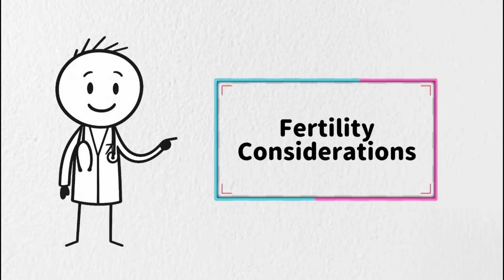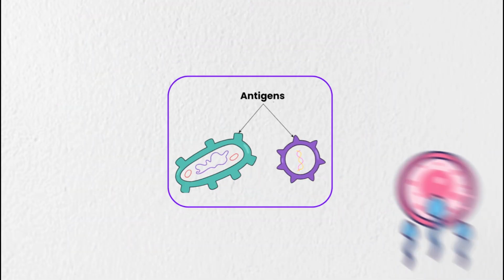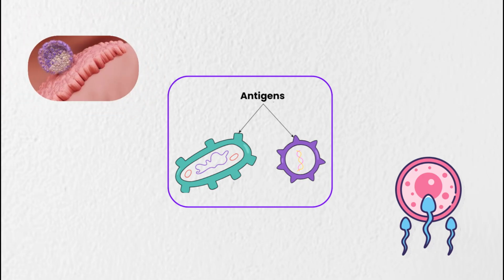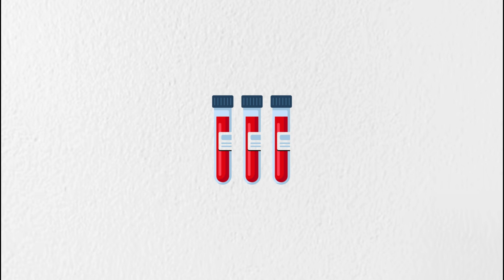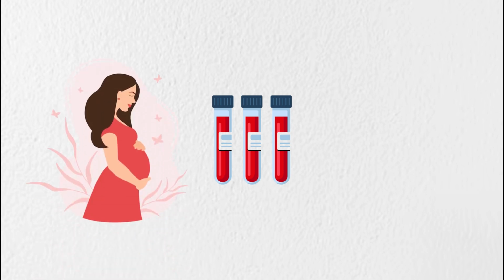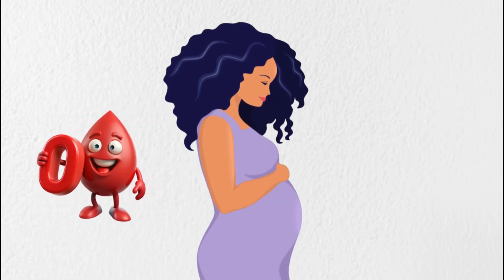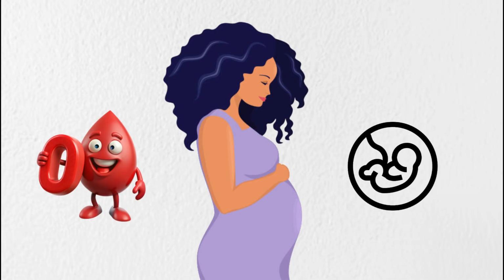Fertility considerations. Antigens appear in reproductive tissues. They can affect implantation success in rare cases. Minor incompatibilities might influence early pregnancy outcomes. Blood group O women sometimes show slightly higher fertility rates in studies, though results vary.